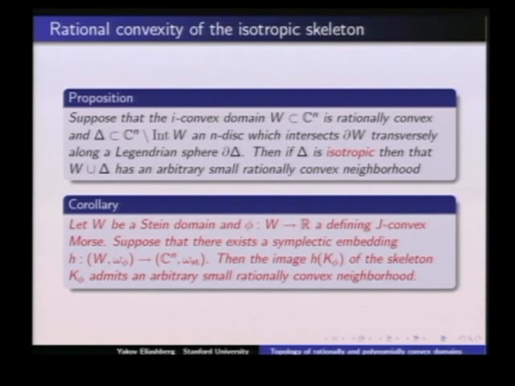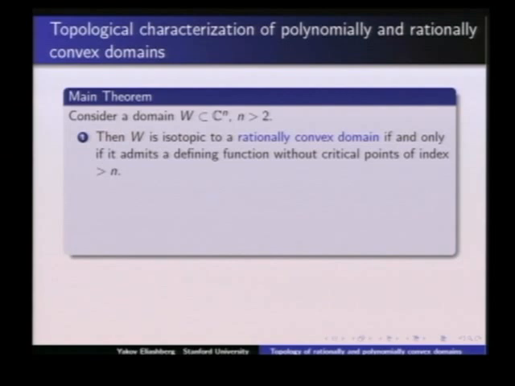if you take the image of the skeleton, it is now, because the skeleton for this function was isotropic for this symplectic form, now symplectically embedded, isotropic for the standard symplectic structure. And hence, using the theorem, if you take its tubular neighborhood, it becomes rationally convex. So essentially, everything is reduced to a simple question about symplectic topology. It will be if and only if. And I will say more later about polynomial convexity.